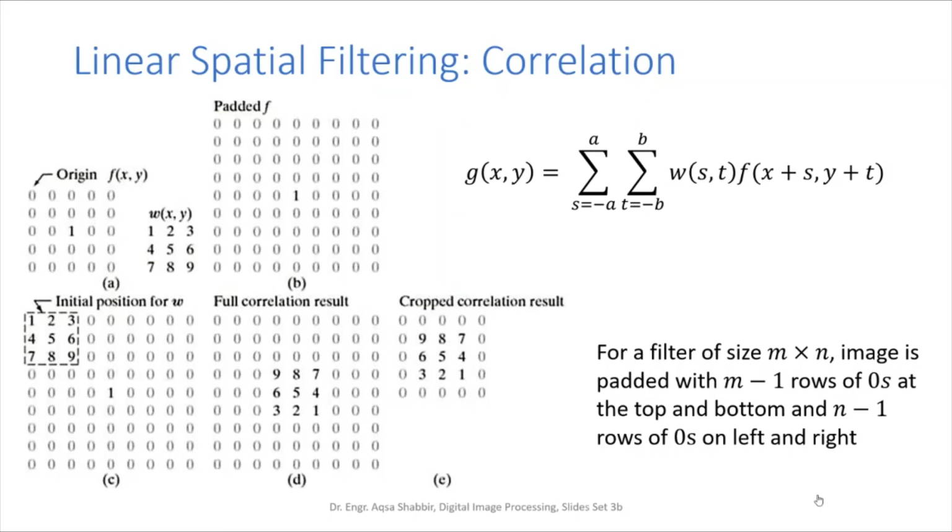Part C shows the initial position of the filter mask for performing correlation, and part D presents the full correlation result. Part E shows the corresponding cropped result. You can again note over here that the result is rotated by 180 degrees. Further, the general formula for correlation in images is also presented.